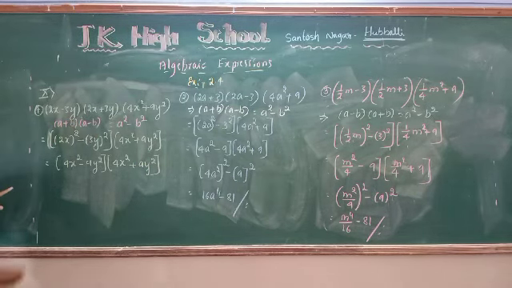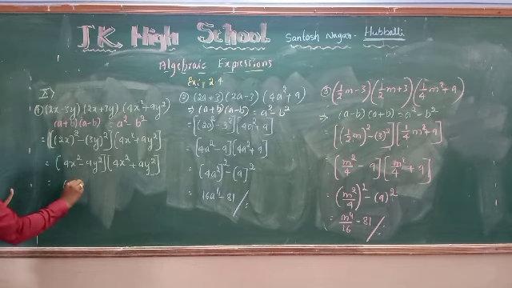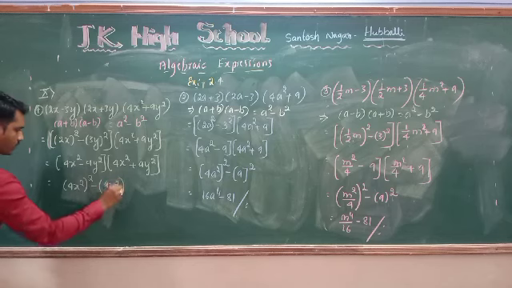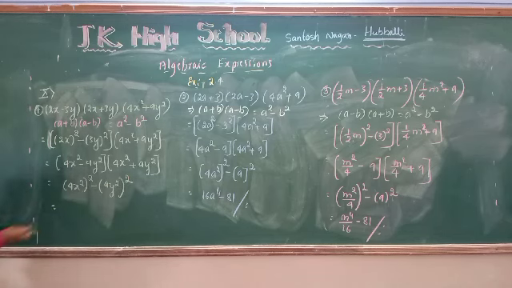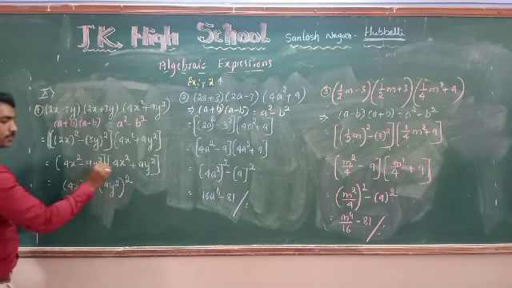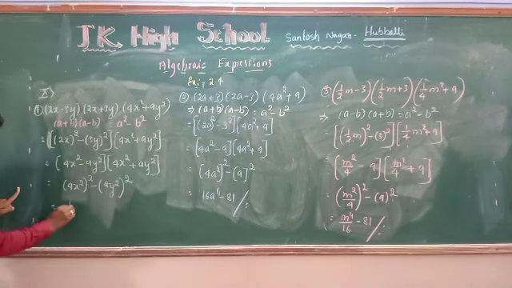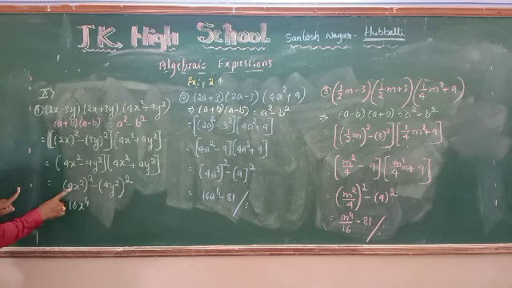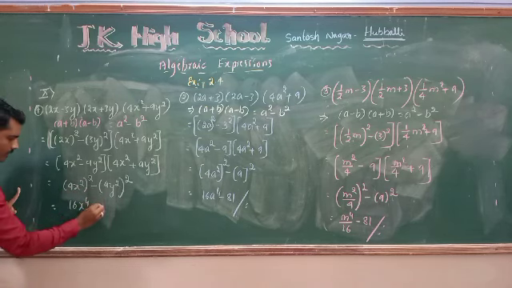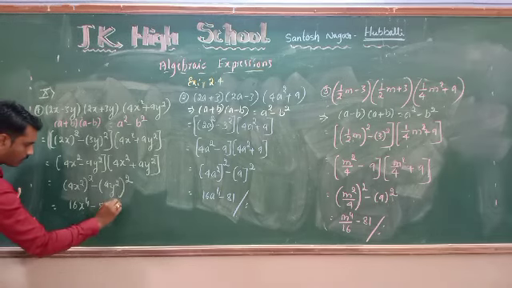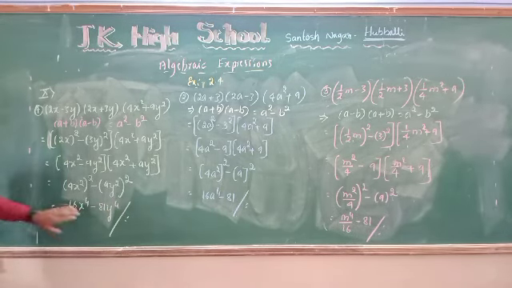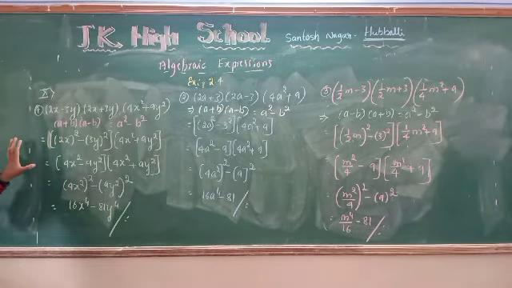Cleared up? Okay. Now a square minus b square: 4x square the whole square minus 9y square the whole square, because a minus b into a plus b. 16x to the power 4, 4 4s are 16, correct? Minus 9 9s are 81 y to the power 4. So this is your final answer.